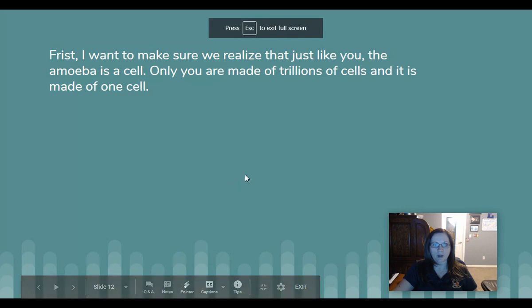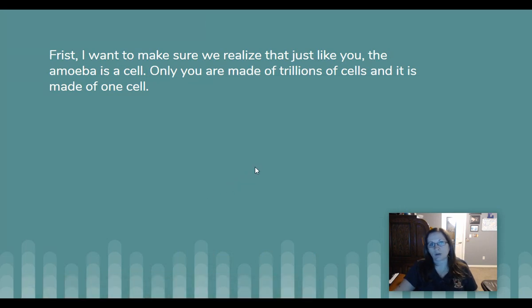All right. So first of all, I want you to realize that just like you, the amoeba is a cell, only you are made of trillions of cells, and it is made of one cell. So one characteristic of living things is that they are made of cells. So I think in your microscope activity on the first day, you looked at rock and silt, and you were able to see that it was not made of cells. Rock and silt is not living, so it's not made of cells.